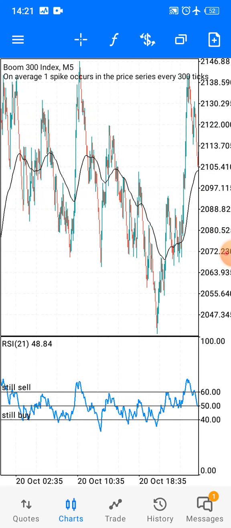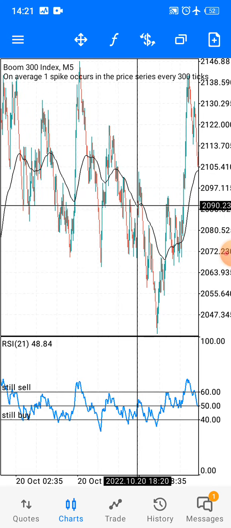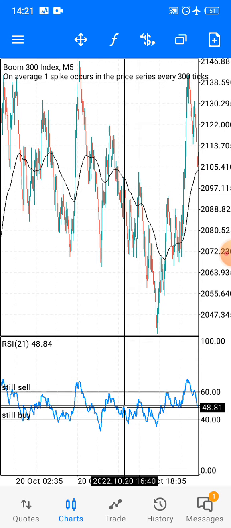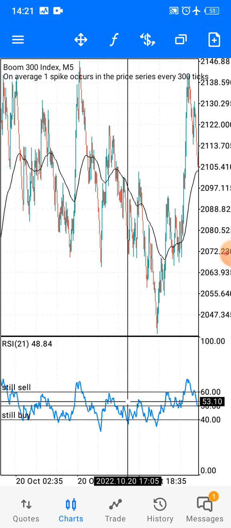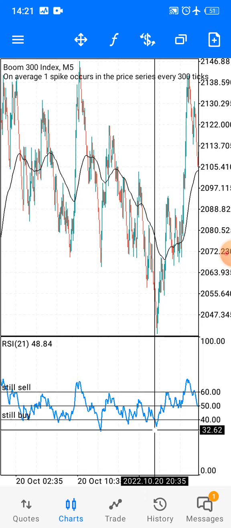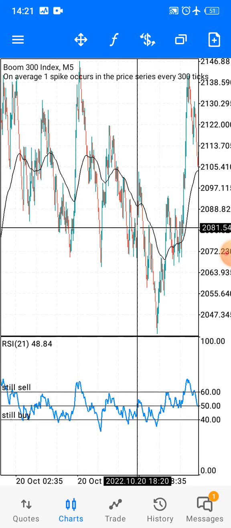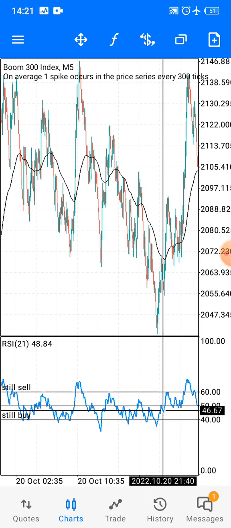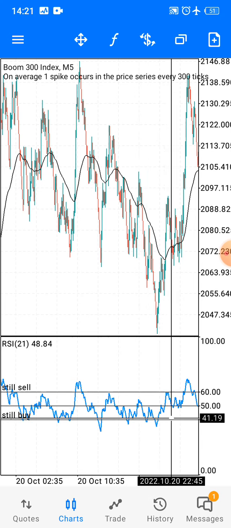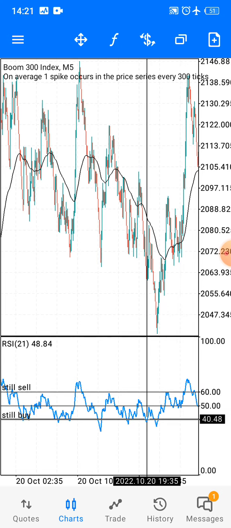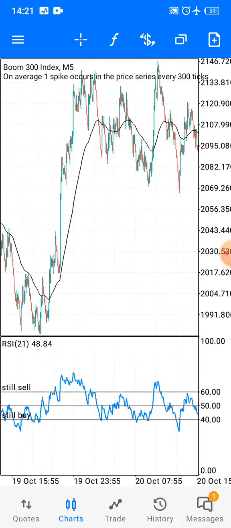So for the first method only, for our entries, we're going to be using the 50 moving average on the main chart and the 50 level on the RSI window. Then for the second method, don't worry, I will get into exactly what I mean very soon. For the second method, we're going to be entering at the level 40 if the 50 moving average is broken, and if the 50 level is broken. That's when we're going to be using the levels 40 and 60. That's the second method. Then for the third method, we are going to be using trend lines.